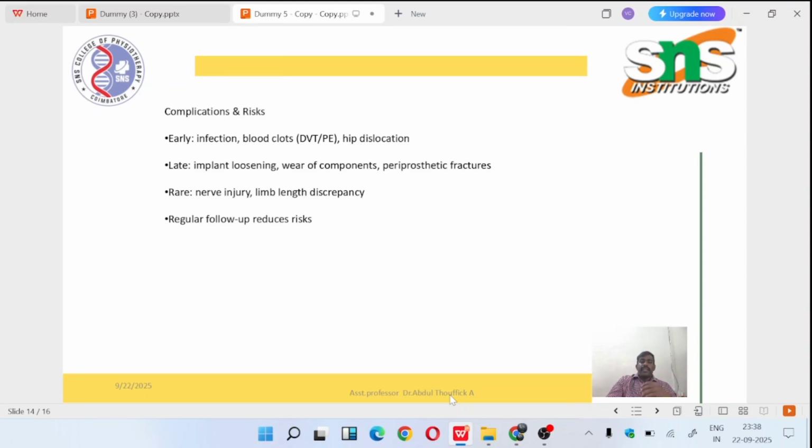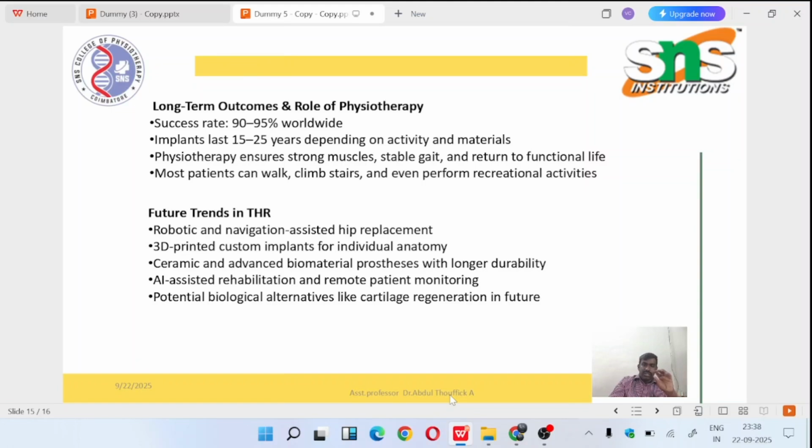What are the long-term goals? THR has a globally successful rate of 90 to 95%, with implants lasting 15 to 25 years. Physiotherapy ensures that stronger muscles stabilize the gait, giving stable gait and independence. Most patients can walk and climb stairs and return to recreational activities.